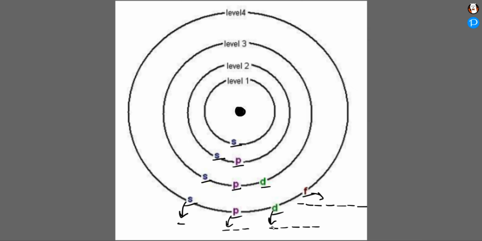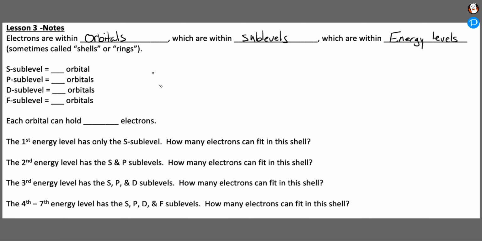And then within each orbital, we can fit 2 electrons. So I'm going to show electrons using these arrows like this. So I can fit 2 electrons in each orbital like this. And so that's the pattern that we're going to see with these energy levels. So if we come back over here, for the S sublevel, I can only have 1 orbital. For the P sublevel, I can have 3. D, I can have 5, and then F, I can have 7.